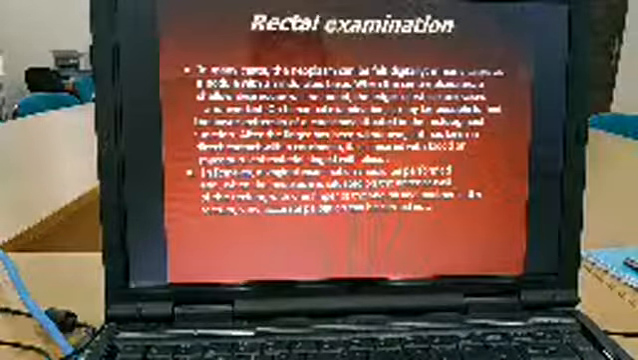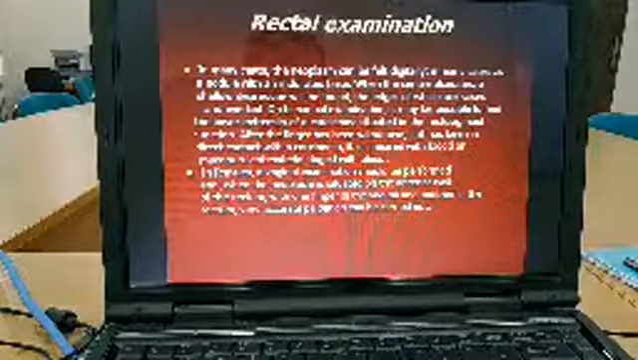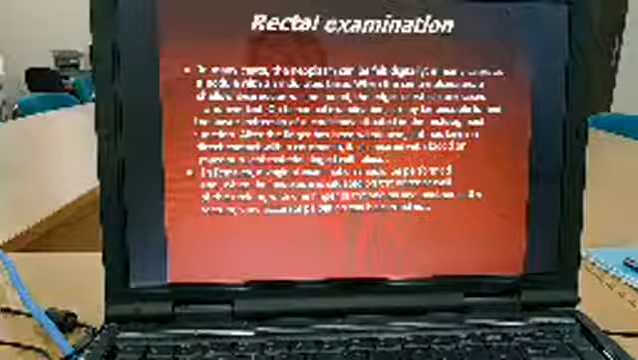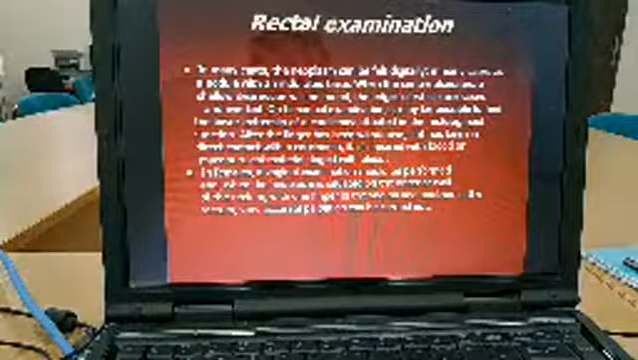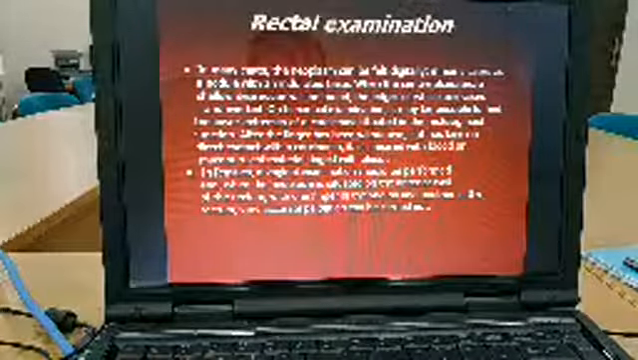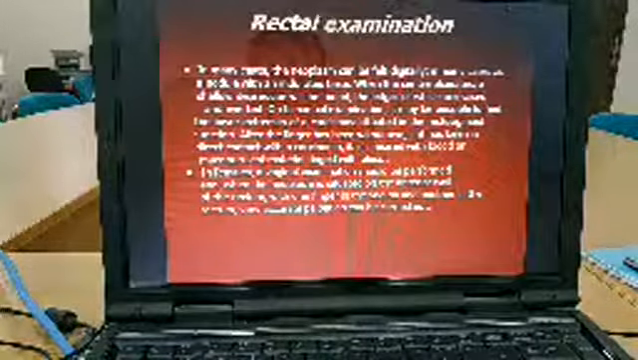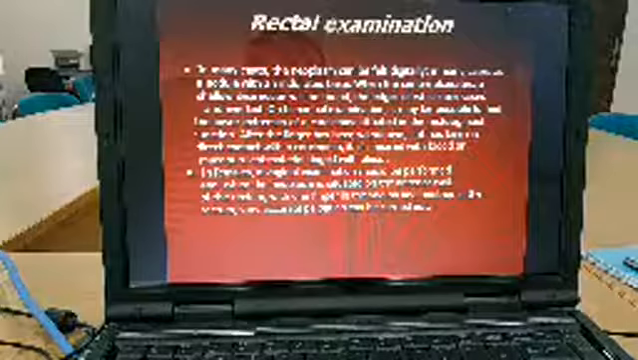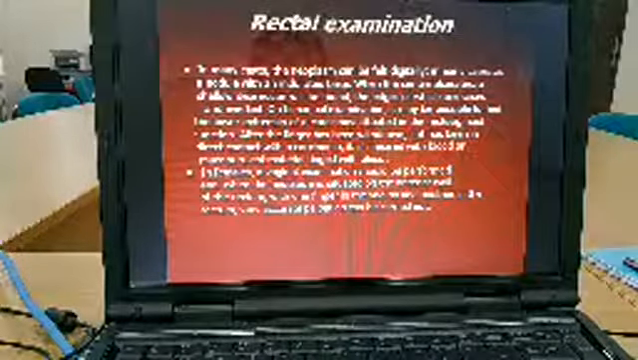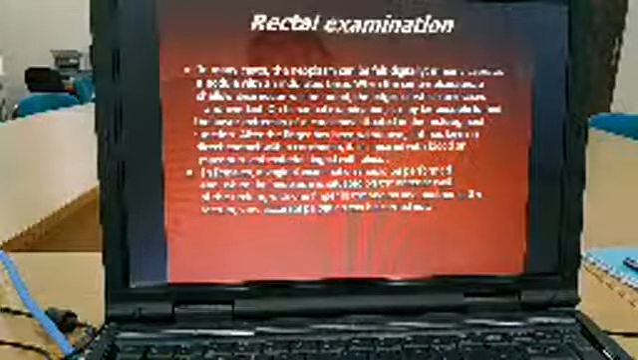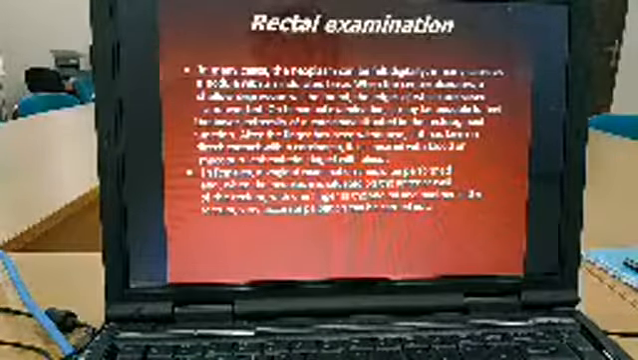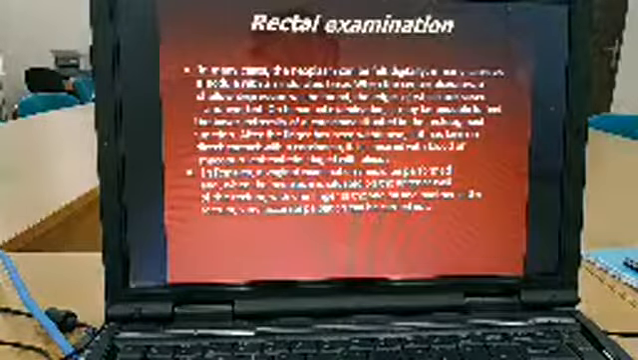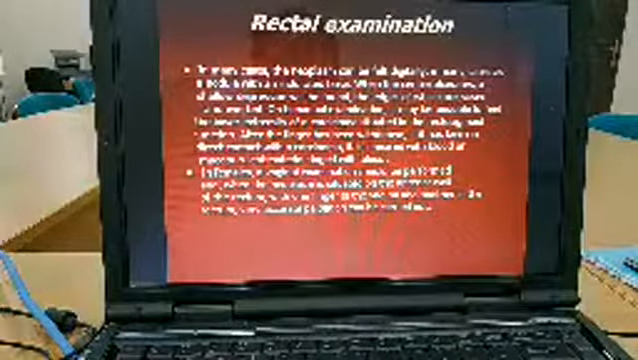If it is an ulcerative one, you will find an ulcer on rectal examination. So what is the criteria of a malignant ulcer? The edges of the ulcer will be raised and everted, and the base will be indurated. So it is a very important thing. The edges will be everted and the base will be indurated. If you find an ulcerative lesion, you will find that there is a big ulcerative lesion inside the rectum.